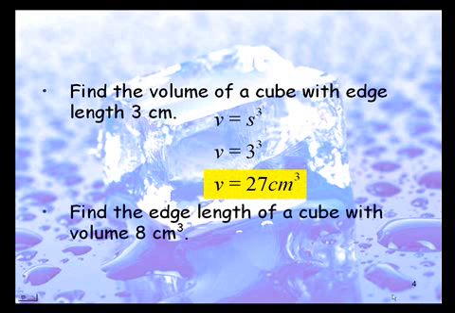Find the edge length of a cube with a volume of 8. Well, now we know the volume and we're looking for the edge length. So again, 8, the volume, equals s cubed. If we cube root both sides, s would equal the cube root of 8, which is 2, or 2 centimeters.